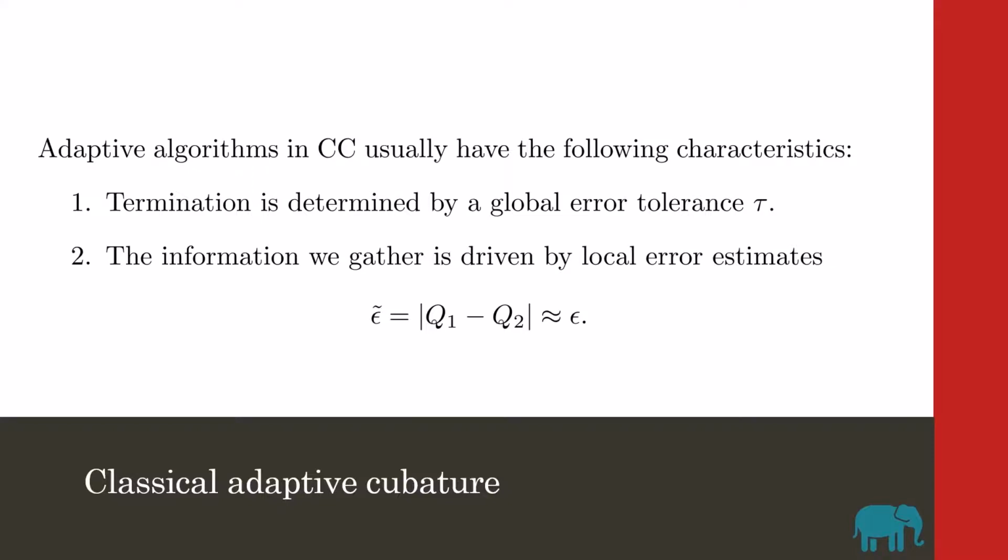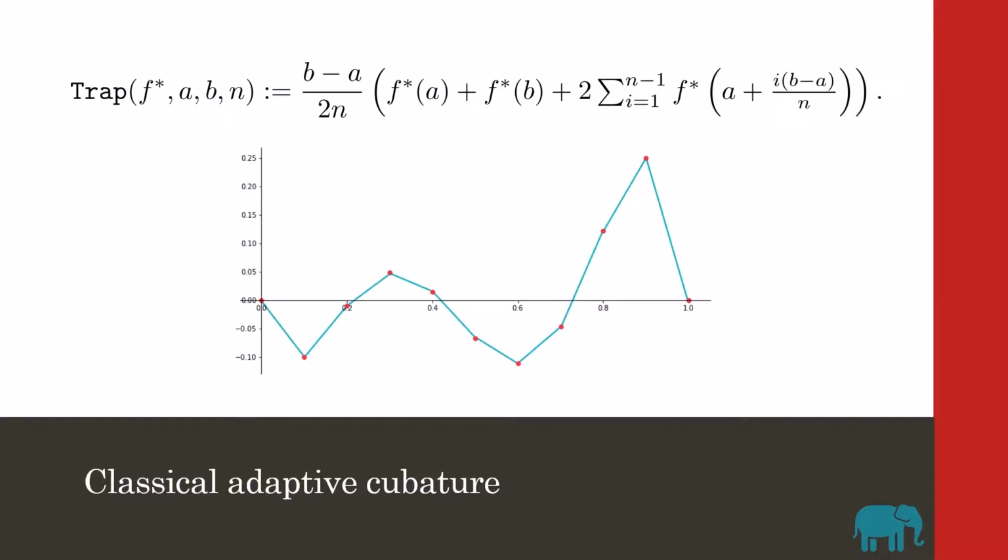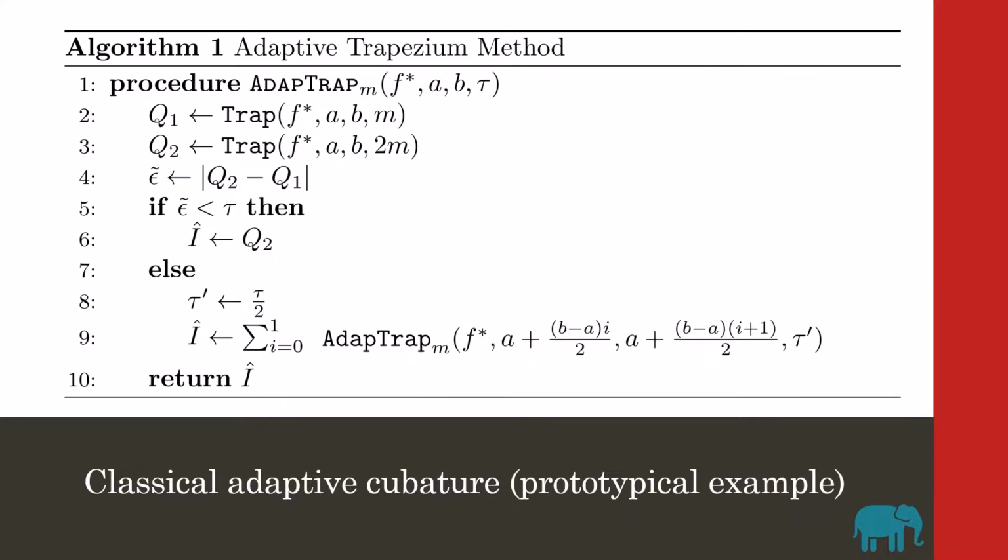As an example, this is notation for the trapezoidal rule. This is the trapezoidal rule on the function f star in the interval a to b using n panels. This is the trapezoidal rule on the original integrand f star from 0 to 1 with 10 panels here. This notation is important because we'll use it on the next slide. This is a prototypical example of a classical adaptive cubature method.